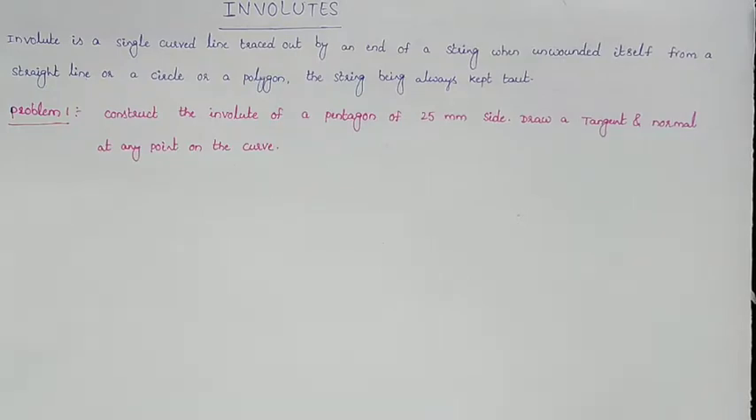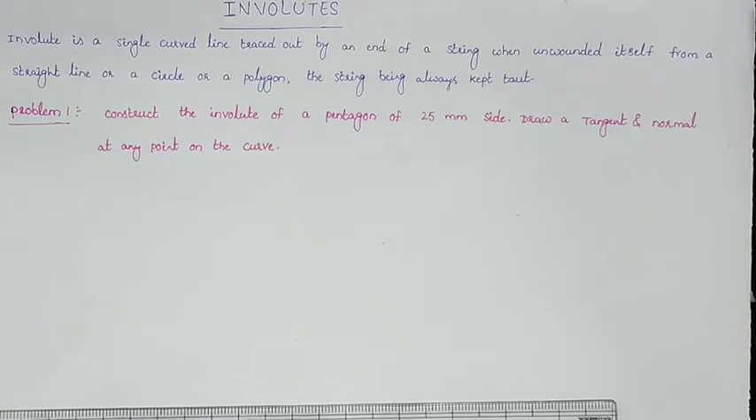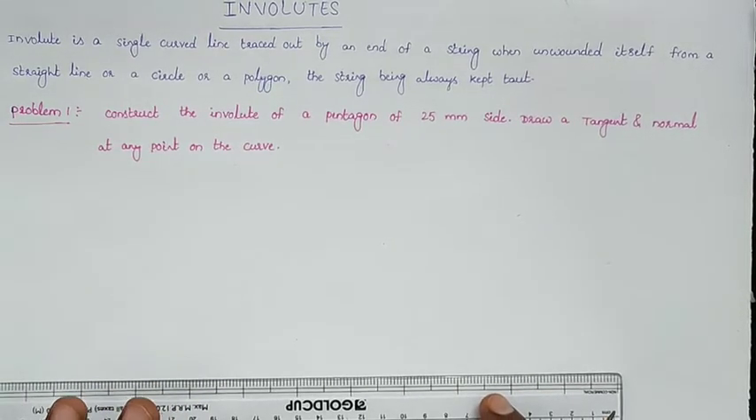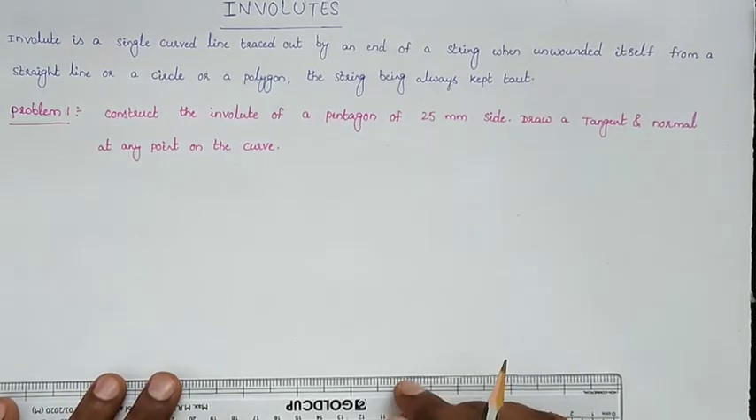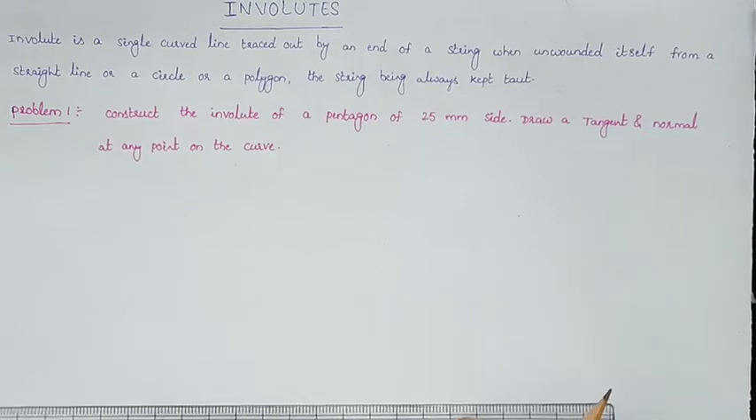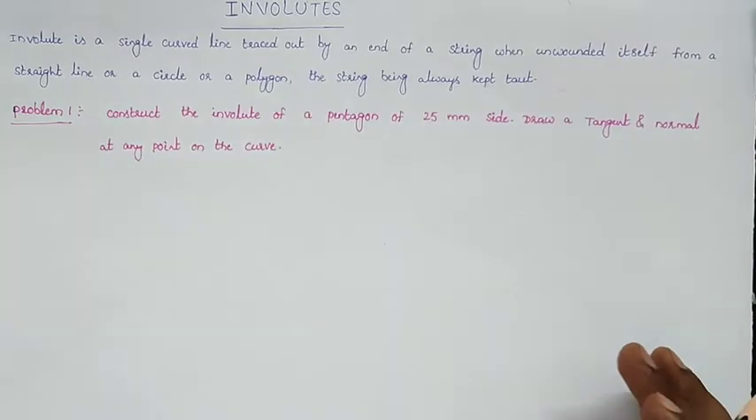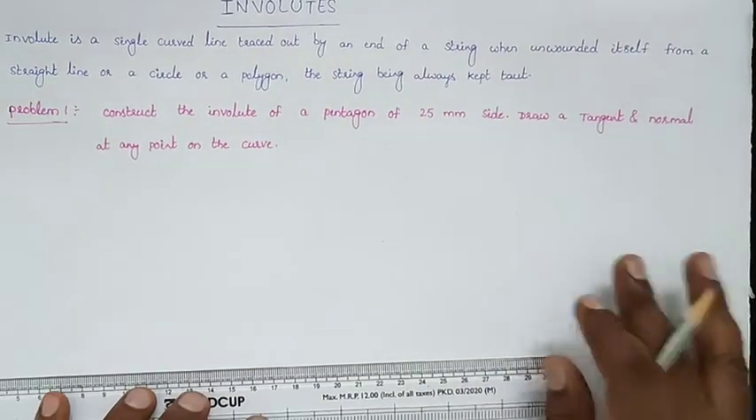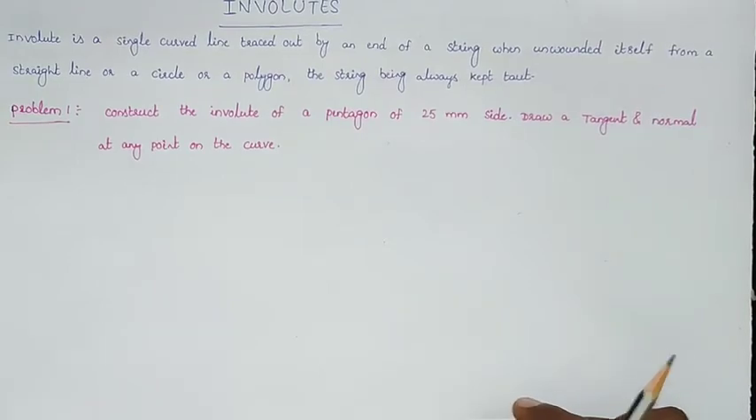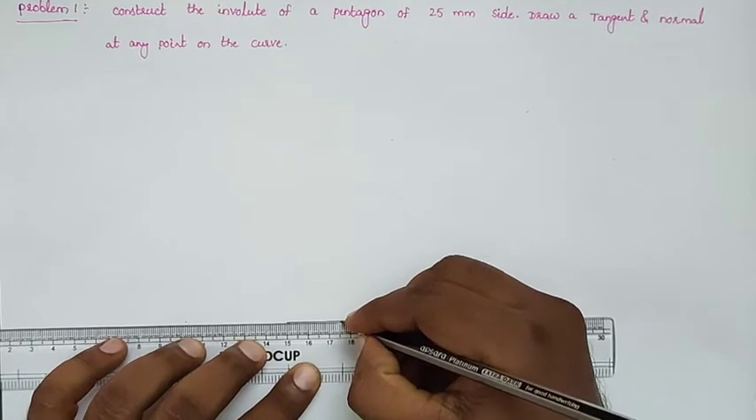Here they are not giving the string length, so we assume the perimeter of that pentagon as the string length. First of all, we will draw a pentagon by using any method, the exterior angle method or interior angle method. Construct a pentagon with a side of 25 mm. I am taking the length of the side as 25.